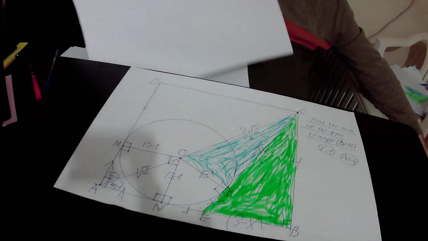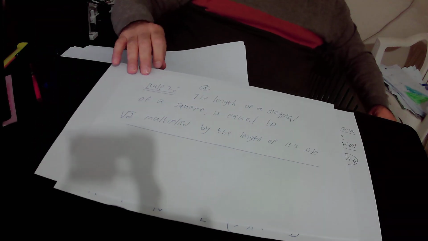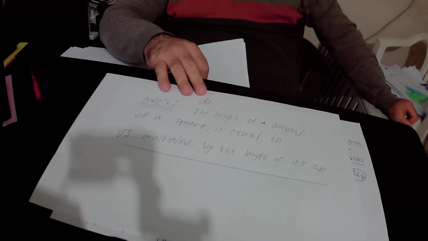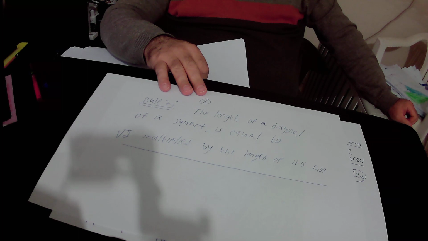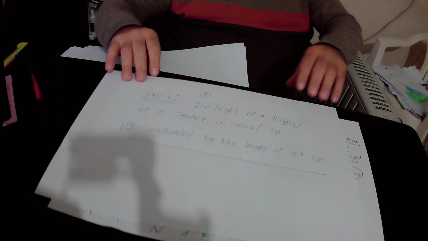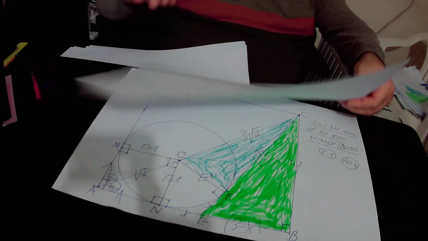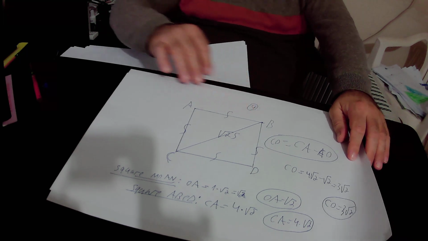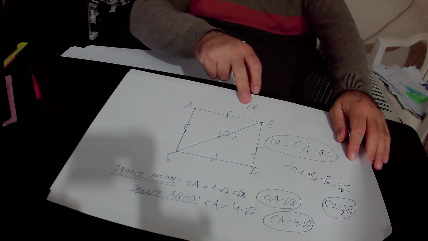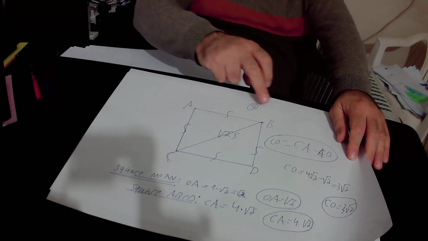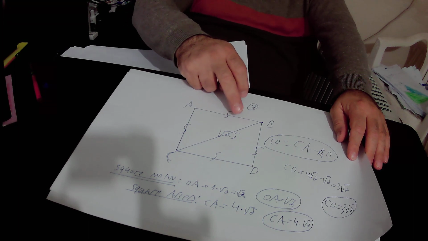Then I presented to you rule number 7. According to rule number 7, the length of a diagonal of a square is equal to the square root of 2 multiplied by the length of its sides. So what is the meaning of rule number 7? If we have this square ABCD, and we know that the length of one side of square ABCD equals S units, then the length of its diagonal BD or AC will be equal to the square root of 2 times S units.